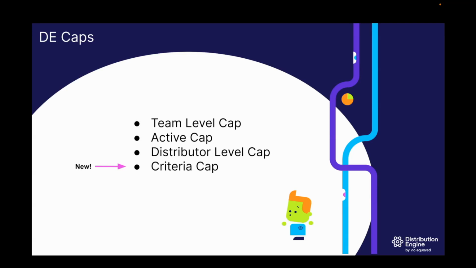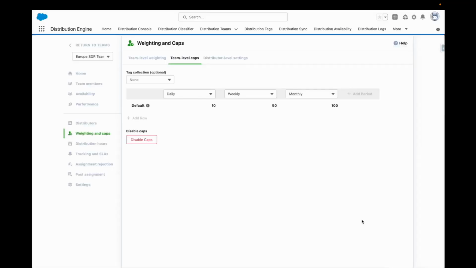DE caps allow you to cap the number of records distributed to the individual, or cap how many records the rep can have with them at any one time. Distribution Engine has two levels of caps. Team level caps allow you to control the total number of assignments a team member receives over a time period. For example, you can allow a team member to receive a maximum of 100 leads every month, as you can see in this example here.